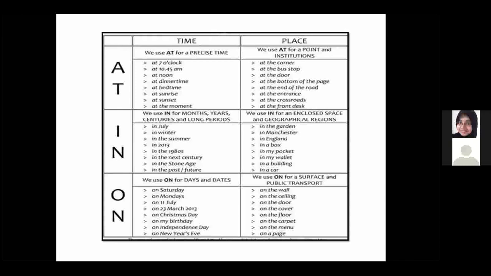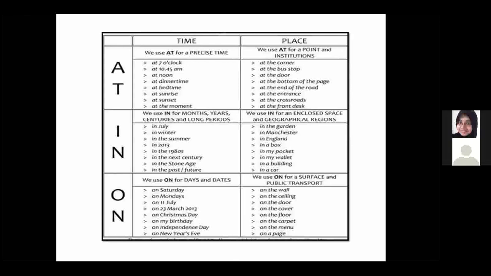And also we use in for an enclosed space or geographical regions. Yes. Here in the garden, the enclosed space means a surrounded space, right? In the garden, in Manchester, in England, in a box, in my pocket, in my wallet, in a building, in a car. Right? That is done with in. And now we are going to move with on.